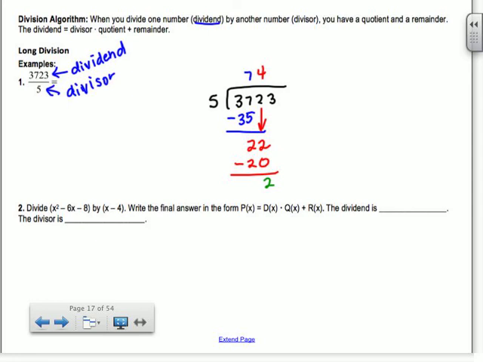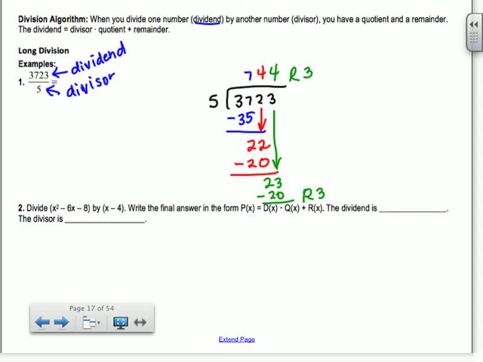5 can't go into 2, so we always drop that next term. So drop the term, we get 23. We need another 4. So I do 4 times 5 makes 20. Subtract it out, and when you were in like 2nd grade, 3rd grade, whenever you first learned this, you wrote remainder 3. There was 3 left. So that's how we're going to start it out, with remainders.